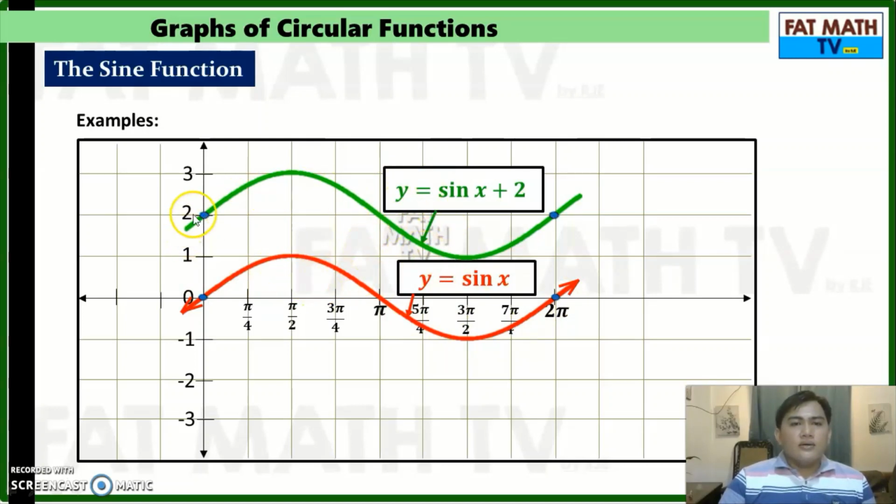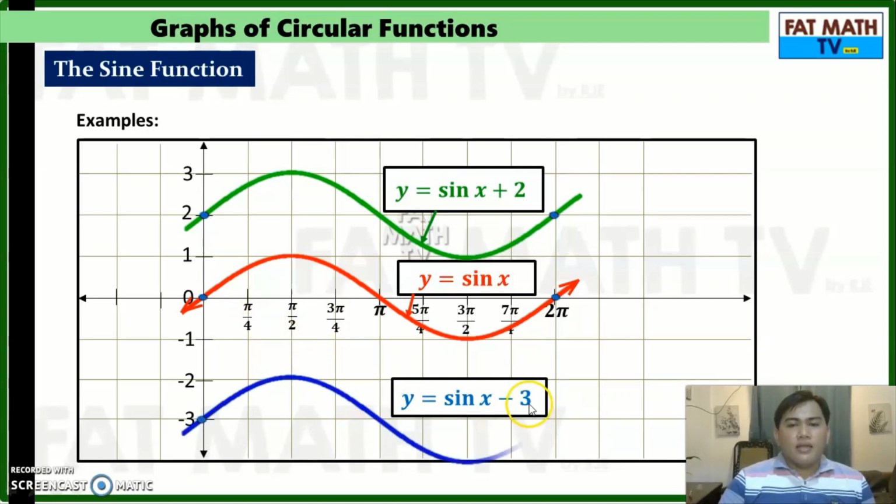Okay, so this is it. And then if you have minus 3, it will make a shift downward by 3 units because it's minus 3. 0 will become negative 3. 1 here will become negative 2. 0 will become negative 3. Here negative 1 will become negative 4. And 0 will become negative 3 because you subtract 3. So this is the graph of y equals sine x minus 3.